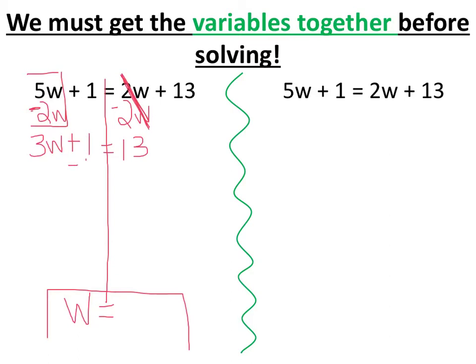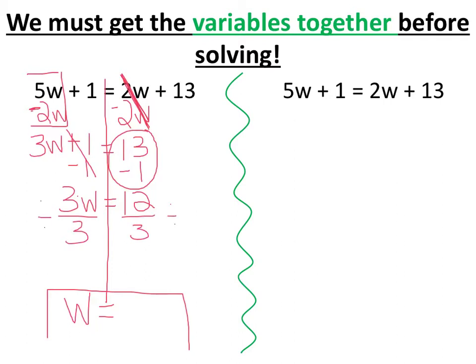So I'm going to continue this process. The rest of this process is simply solving a two-step equation. So I add the opposite of positive 1, so I do negative 1 on both sides. I bring down 3w. 13 plus negative 1 gives me 12. And my final step to cancel out the 3 times w, so I'm going to do divided by 3 on both sides. These 3's cancel out. That gives me my w alone, and 12 divided by 3 equals 4. So 4 is my solution.